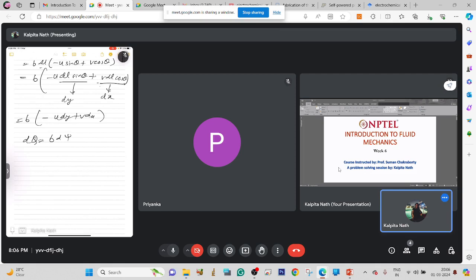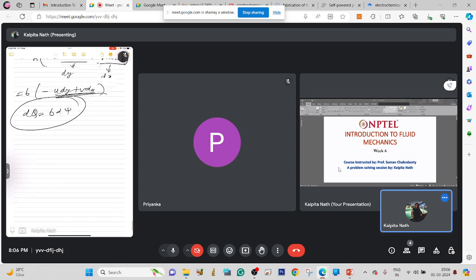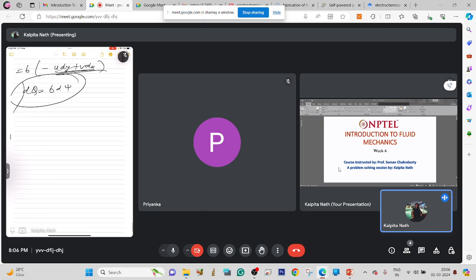Okay. So if we integrate this from 1 to 2, the element, then q2 minus q1 upon b is equal to psi 2 minus psi 1.